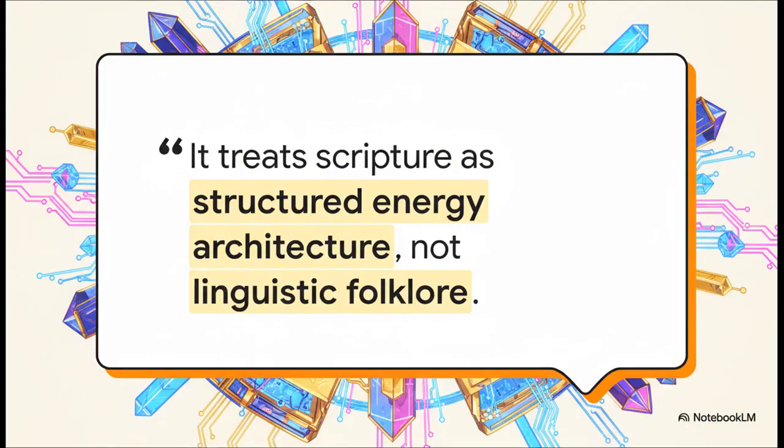And that really brings us to the final point here. The whole goal of System 19 is to completely reframe Scripture, to move it away from the world of history and stories, what the system calls linguistic folklore, and pull it into the world of functional design. It's about treating the text as an architecture for energy, or maybe even consciousness itself.